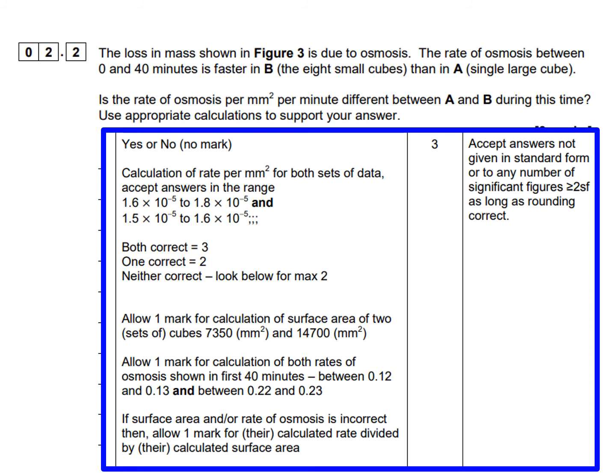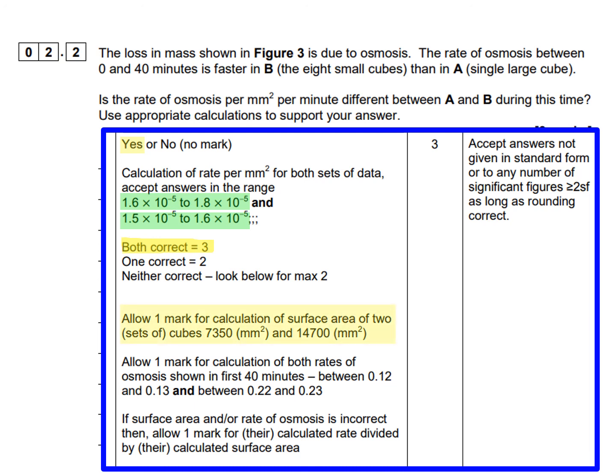So this is the official mark scheme then for question 2.2. And again, it does say you can have yes or you can have no. There's no mark for stating yes or no, and all the marks come from the values that you're going to use in your explanation. So if you had values of 1.6 to 1.8 times 10 to the power minus 5 for experiment A, and 1.5 to 1.6 times 10 to the power minus 5 for experiment B, remember our figures were 1.7 at the top and 1.53 at the bottom. So anything between these values that I've got in green is acceptable. That will get you 3 out of 3.